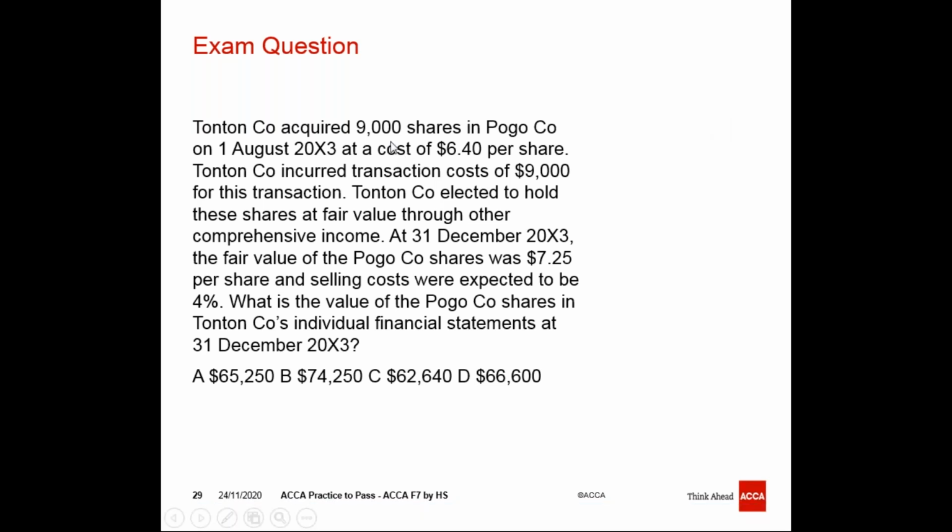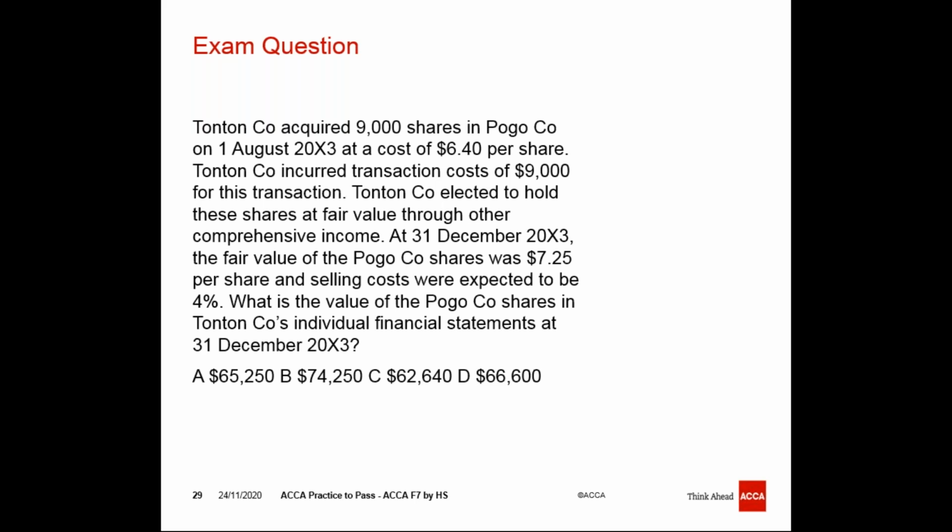Initially, the company has acquired 9,000 shares at a price of 6.4 per share and incurred a transaction cost of 9,000. Taunton elected to hold the shares at fair value through other comprehensive income. At 31st December, the fair value of the POCO shares was 7.5 per share and selling costs were expected to be 4%. IFRS says that you have to recognize and measure financial instruments at fair value, so we never use the selling cost. So the value of these shares is now 7.25 into 9,000.